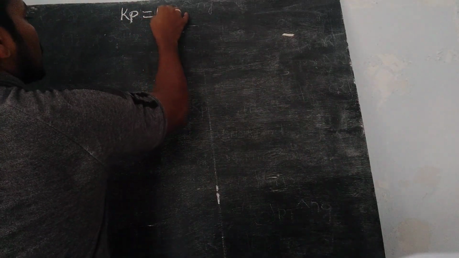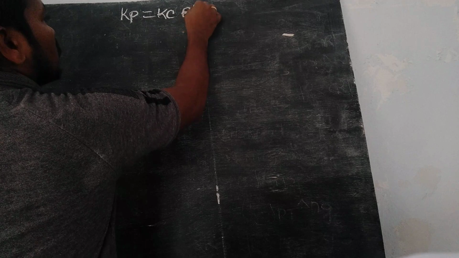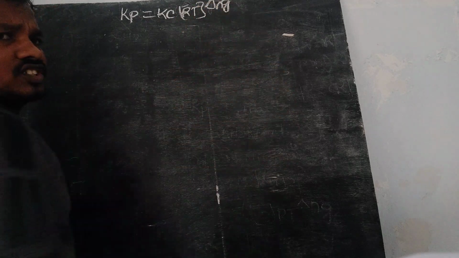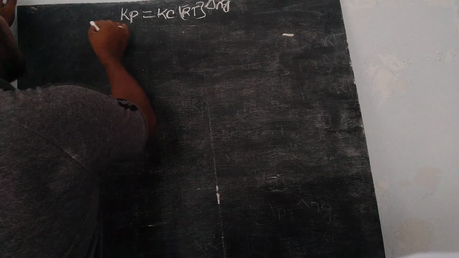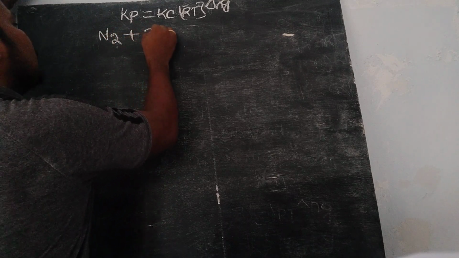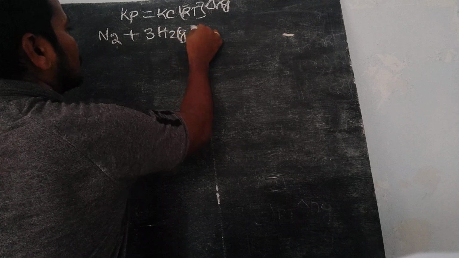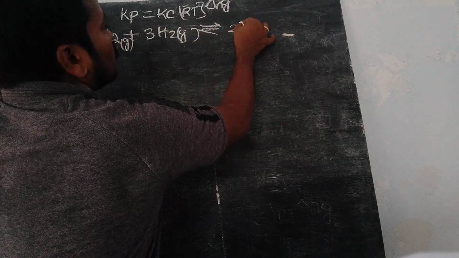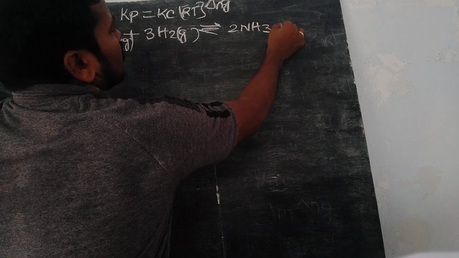So here is how to derive it. Generally the relationship between Kp and Kc is Kp equals Kc (RT) to the power delta Ng. This is the relation we have to derive. For this I am considering one reaction: N2 plus 3H2, gaseous state, gives 2NH3, gaseous state.